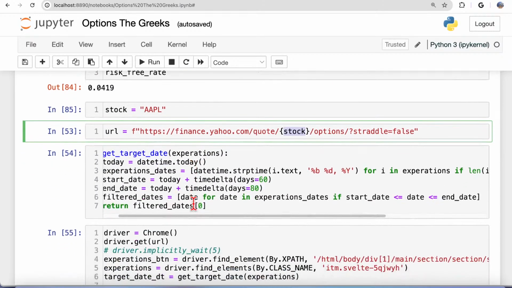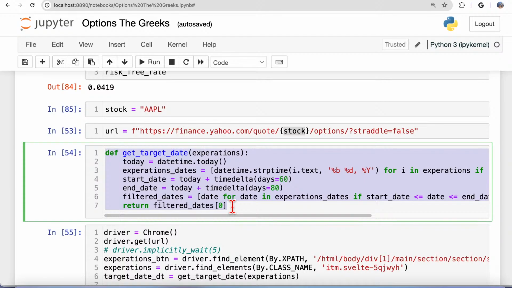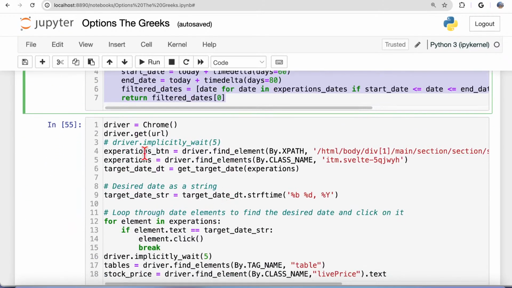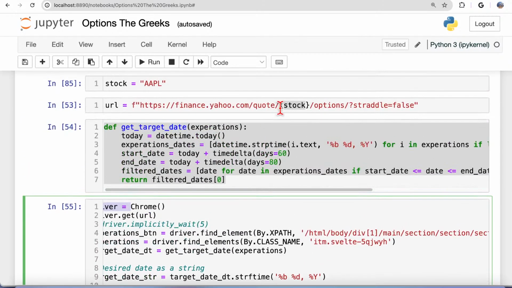So that's what I'm trying to do here. So now here I have created some function. I'll explain you the purpose of this function in a minute, but let me explain you what I'm trying to do here. So here I want to mimic browser, and I want to hit this URL, and by that I want to automate stuff to get data from Yahoo Finance.